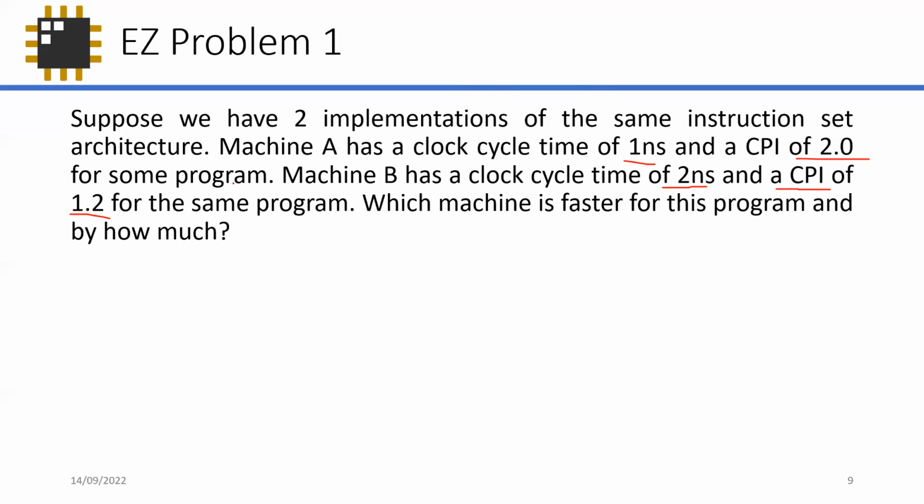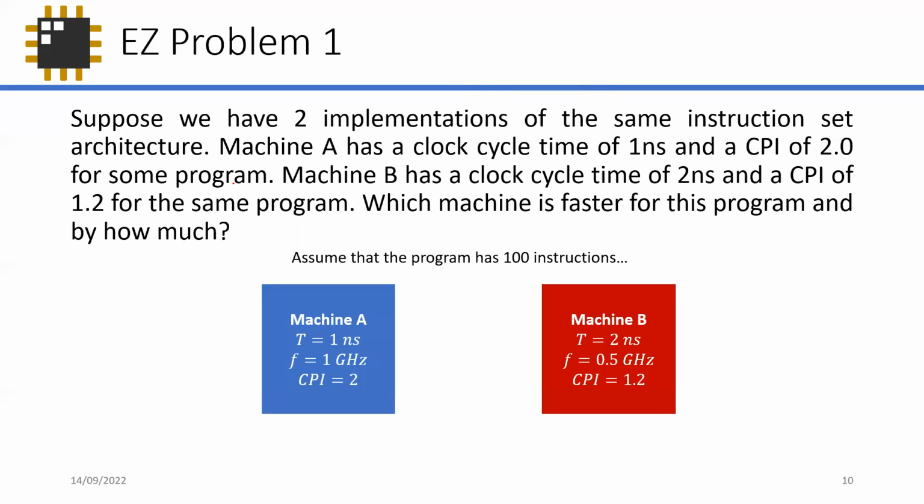It's very easy to do. Of course, as we were taught in previous years, write down the given. So assume that the program has 100 instructions, but the two machines differ in terms of cycles per instruction and clock period. Machine A is 1 nanosecond, which is equivalent to 1 gigahertz, but with a cycles per instruction of 2. Machine B processes it slower, but with a cycles per instruction that's much less. So which among those two is actually better?